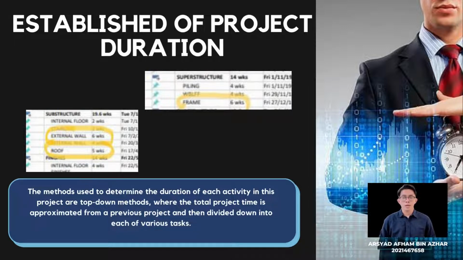For your information, there are various ways to estimate the duration of each activity on the site. For the project, we are using the top-down method where the overall project duration is estimated from a previous project and then divided down into each of various tasks. So the three major elements for the example, the first one is frame. The total is 6 weeks. Beside external wall, the total is 6 weeks, and the last one is roof. The total is 5 weeks. Next, I pass to Nadia to continue our presentation.